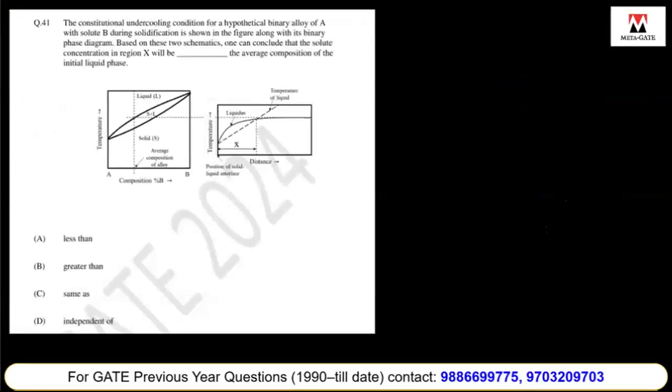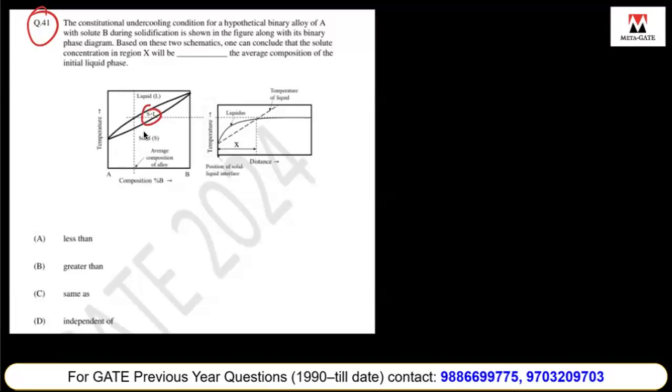You have the constitutional undercooling condition for a hypothetical binary alloy of A with solute B. During the solidification shown in the figure, alongside its binary phase diagram based on the two schematics, one can conclude that the solute concentration in the region X will be dash the average composition of the initial liquid phase. This is also one of the important questions, a very good conceptual question. In a given binary phase diagram, as the temperature is decreasing, the solid and liquid phases exist together in this region as solid plus liquid. Until it reaches the solid phase, the composition of solute B in the solid phase is always less than that in the liquid phase due to partitioning of solute between solid and liquid phases.